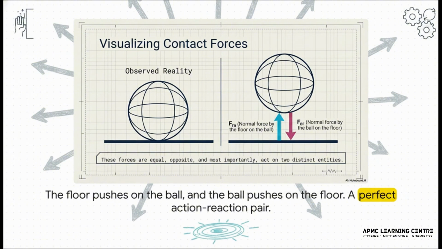Let's apply this to something simple, a contact force. We've got a ball sitting on the floor. Okay, so the floor pushes up on the ball, we can call that F sub FB. And at the exact same time, the ball is pushing down on the floor, that's F sub BF. You see the two targets? The ball and the floor. The forces are equal, they're opposite, and they're acting on two different things. That is a perfect action-reaction pair.